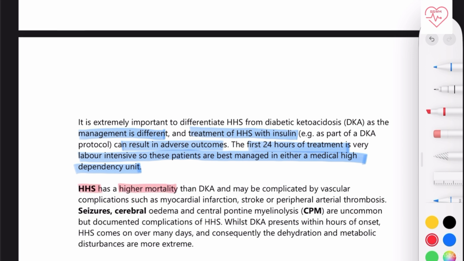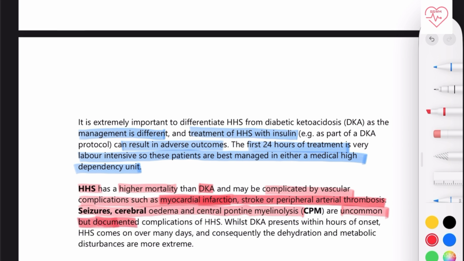This is a higher mortality than DKA and may be complicated by vascular complications such as myocardial infarction, stroke, or peripheral arterial thrombosis. So by this you can get to know that this is more mortal because it can have complications: myocardial infarction, stroke, and peripheral arterial thrombosis. Seizures, cerebral edema, central pontine myelinolysis are uncommon but documented complications of HHS. So these are uncommon but documented.